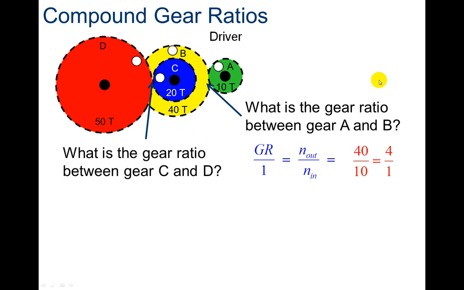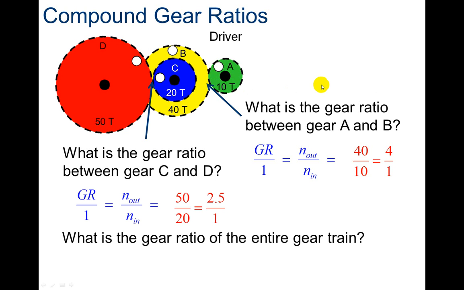All right, so my out is 40, my in is 10, so it's a gear ratio of 4 for A to B. Then I need my C to D. It goes from 20 to 50, so 50 divided by 20 is 2.5. Now I need to multiply those two together. So 2.5 times 4 equals 10. So my total gear ratio for this compound gear is 10.